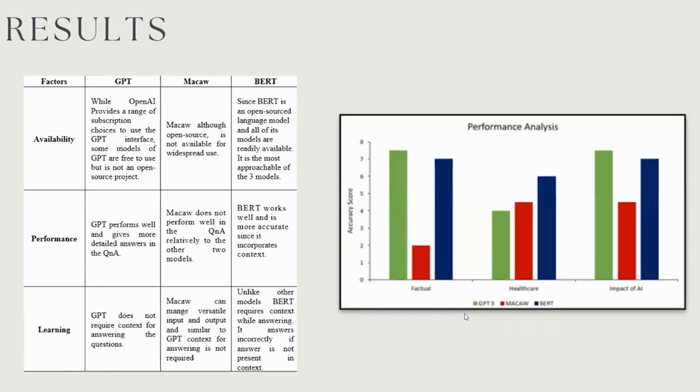Sorry, BERT has different kinds of models which are pre-trained, and we can access them even on Hugging Face. Next, moving to the performance, GPT is able to perform well on our question answering task, and as we saw, it gives detailed answers to all the questions. Macaw does not perform that well compared to the other two models. It may sometimes give you unknown or incorrect answers.